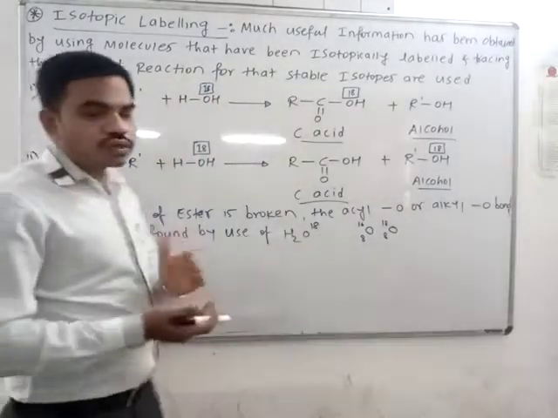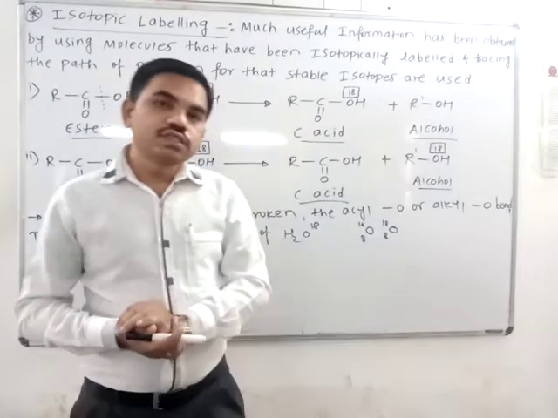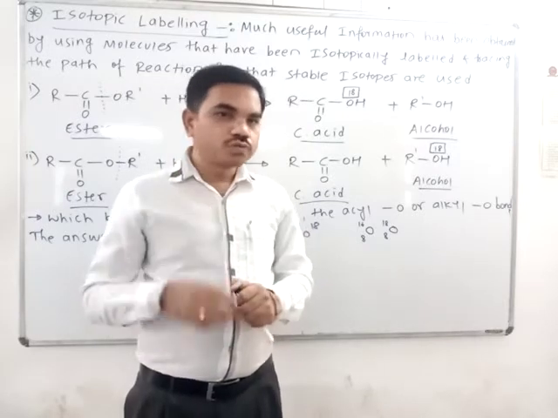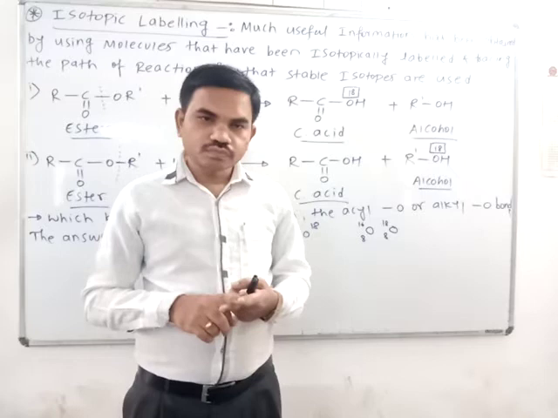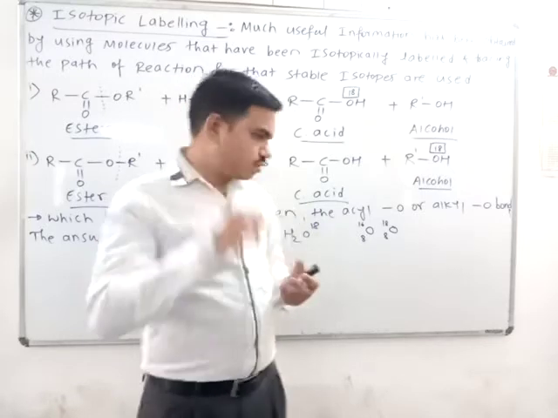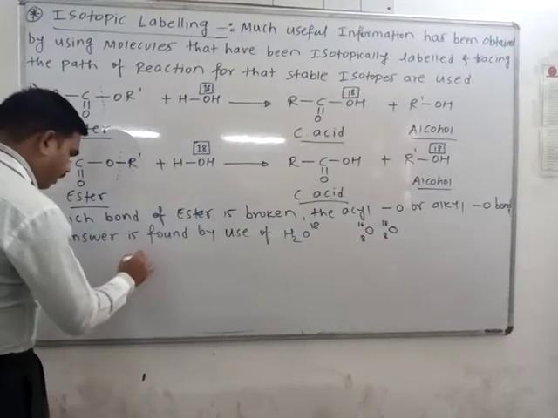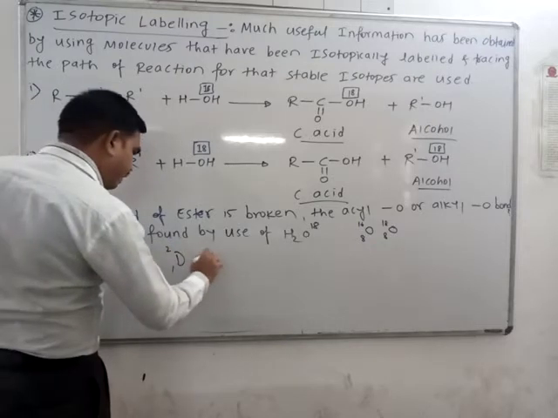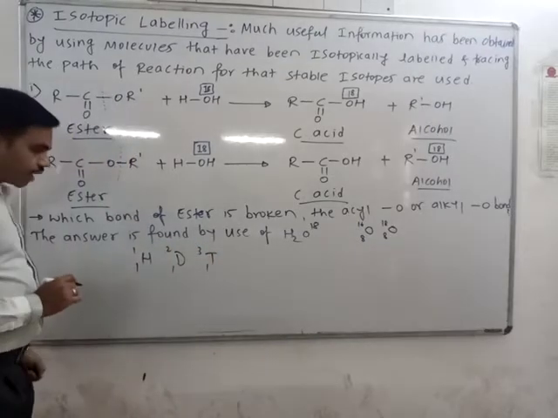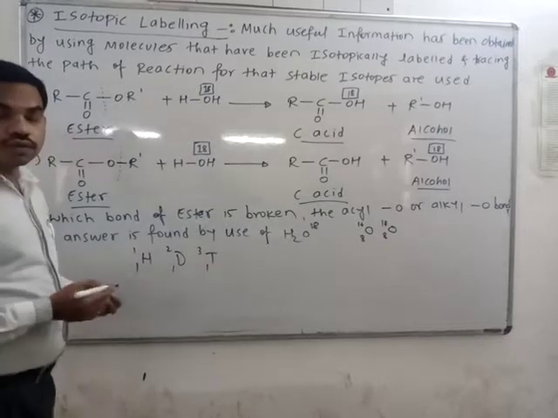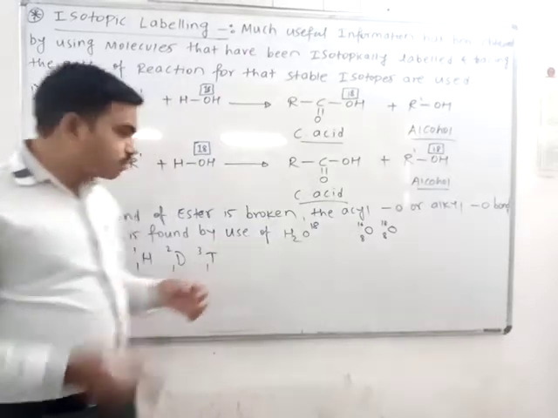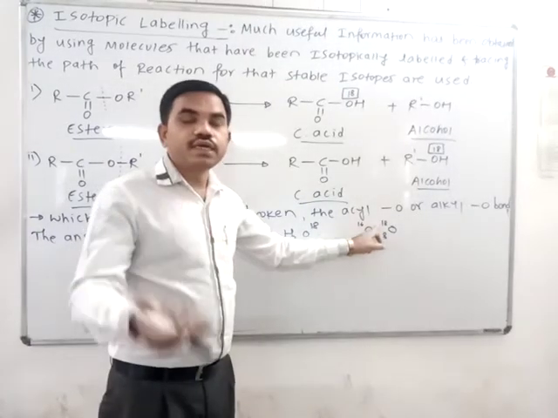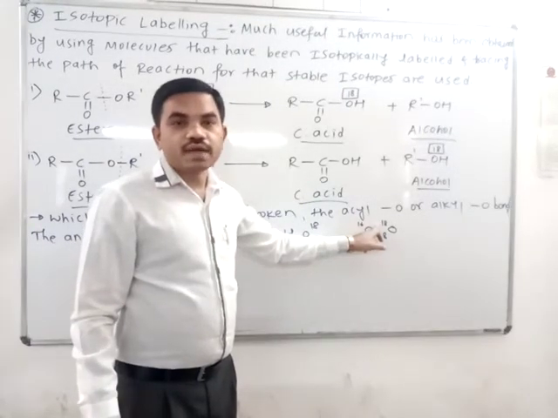This process is known as what? Isotopic labeling. In the same way we do reactions with hydrogen also, because there are three isotopes of hydrogen: protium, deuterium and tritium. You know the three isotopes. Protium is H-1, deuterium H-2, and tritium H-3. So isotopes means what? You know the meaning of isotopes also: atoms of the same element having the same atomic number but different mass number or different atomic mass.